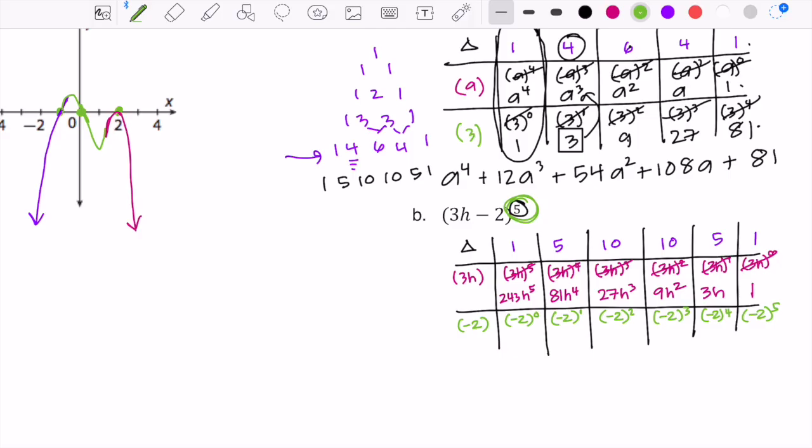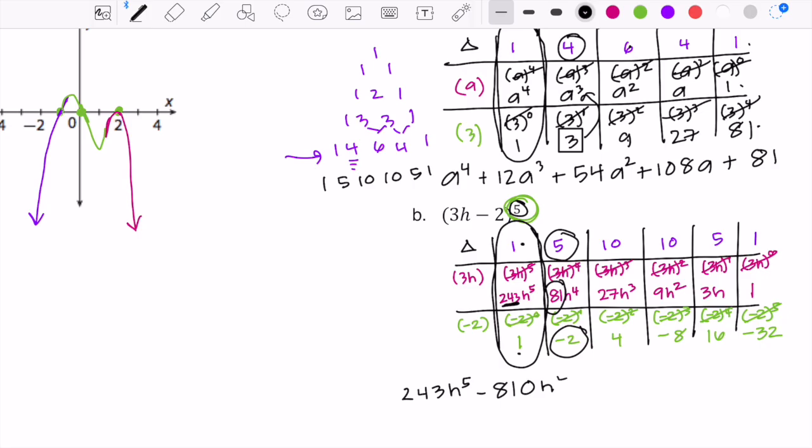Okay, so then here this is 1, this is -2, that's +4, that's -8. That's +16, and that's -32. And then from here, we're just going to multiply each column, so you have to be really careful. We have 1, 243, 1, so that's 243h to the 5th. And then we have -2 times 5 times 81. So I'm going to do -2 times 5, which is -10 times 81 is -810h to the 4th.